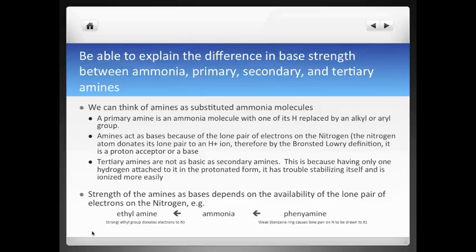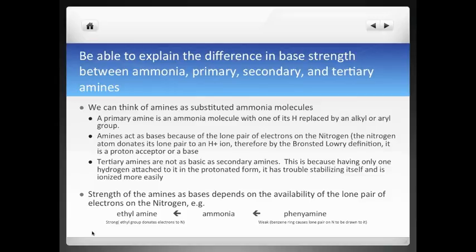And amines act as bases because of the lone pair of electrons on the nitrogen. The nitrogen atom donates its lone pair to a hydrogen ion, therefore it's a base. Tertiary amines are not as basic as secondary amines. And that is true because they only have one hydrogen attached rather than two as a secondary amine would have. And it would have trouble stabilizing itself and ionizing to lose that one hydrogen ion.